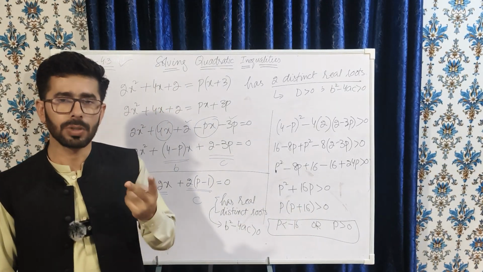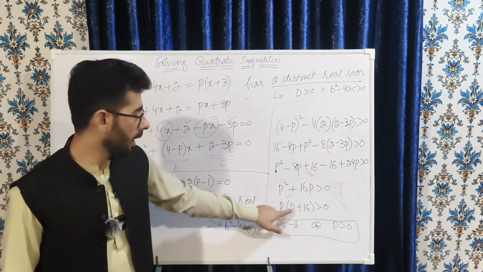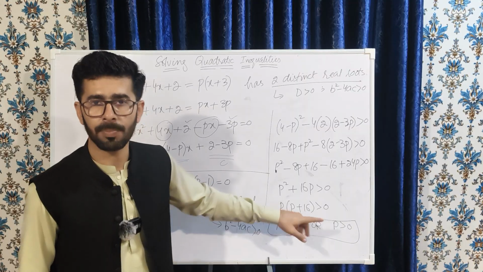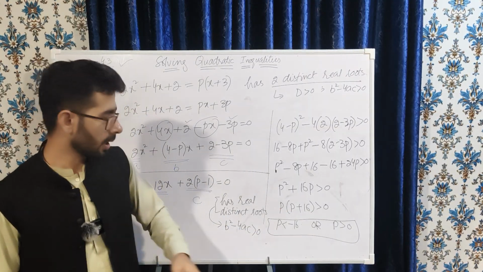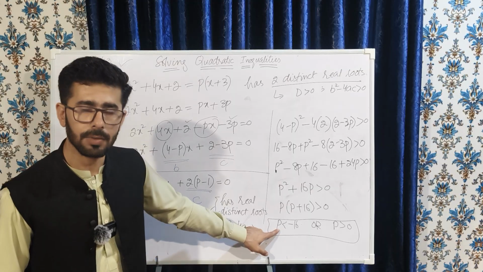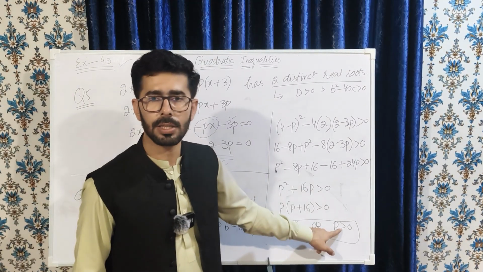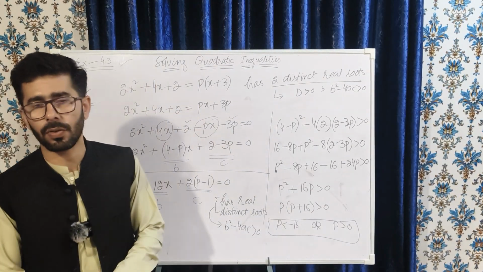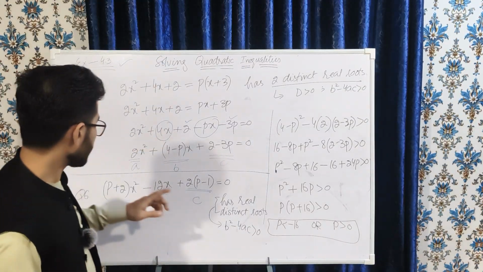So now I have two roots: first, p equals 0, and the second, p equals negative 16. So the smaller root is negative 16. My range of p would be either p less than negative 16 or p bigger than 0. You will have the positive values for the expression that we have.